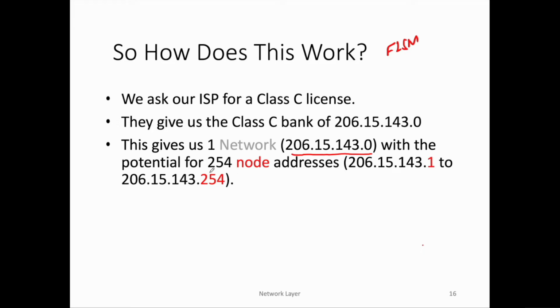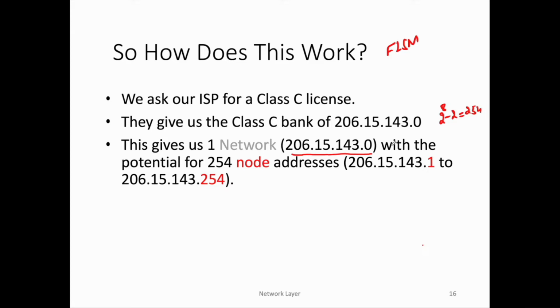And how many nodes can I create with this one network? Yes, 254. How? 2 raised to power the number of bits in the host portion. How many bits are there in the host portion? Yes, you're right, 8. So 2 raised to power 8 minus 2 means 254. So having one network against this IP address, I can assign IP addresses to 254 machines.